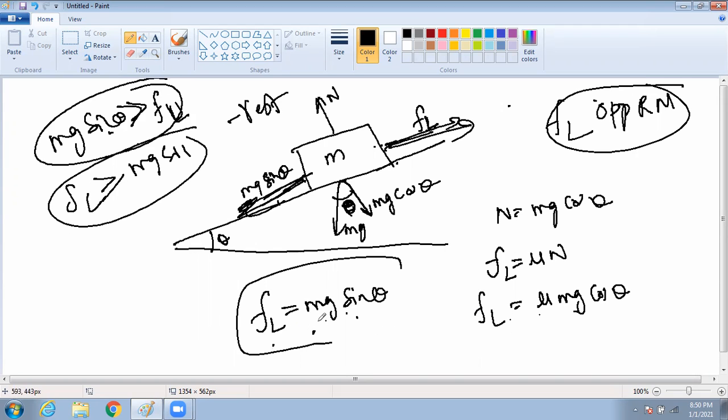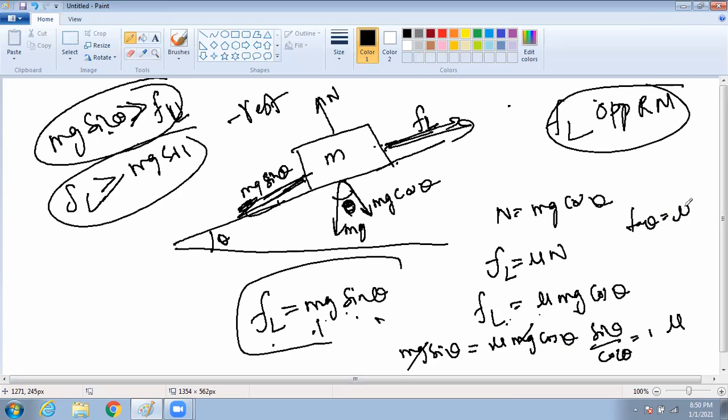Now from these two equations, mg sin theta will be equal to mu into mg cos theta. So mg cancels. So sin theta by cos theta equals how much? Mu. That means tan theta equals mu. So theta equals tan inverse of mu.